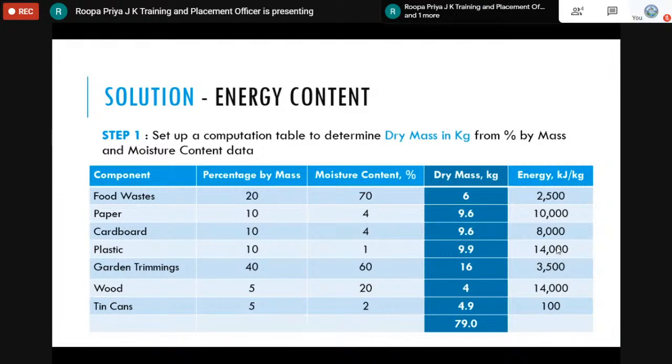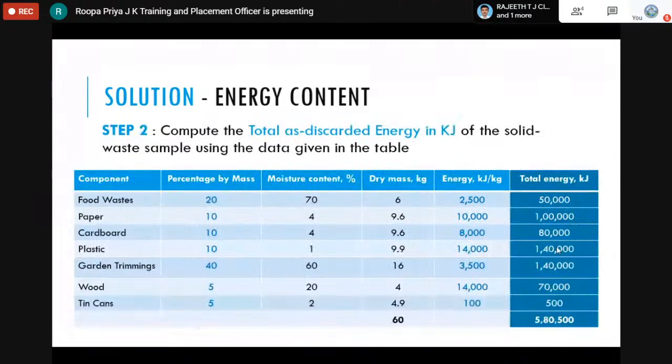Next step is to calculate the total energy as discarded, in kilojoule, of the solid waste sample using the data given in the table. So we have computed the dry mass, we have the energy. Now we can easily calculate the total energy by taking the percentage by mass value of the components and the energy. That is column 2 into column 5. For example, if we're taking food waste, it is 20 into 2,500, which is equal to 50,000.